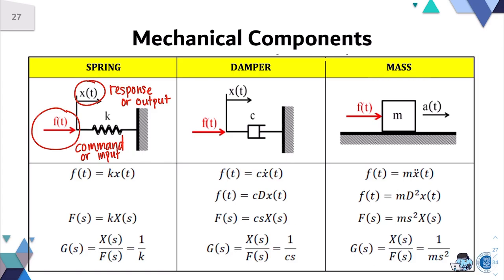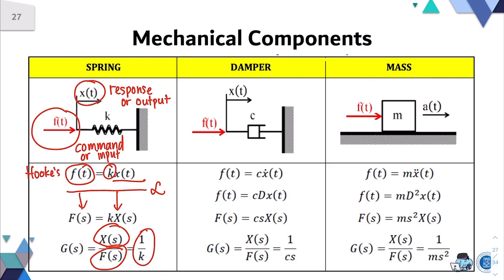Okay, according to Hooke's law, the force required by the spring in order to produce a displacement of x is f(t) equal to a constant multiplied by x(t). Applying the Laplace transform to this equation gives us F(s) equal to kX(s). So the transfer function, which is the response or the output divided by the input, is 1 over k. This is a constant.